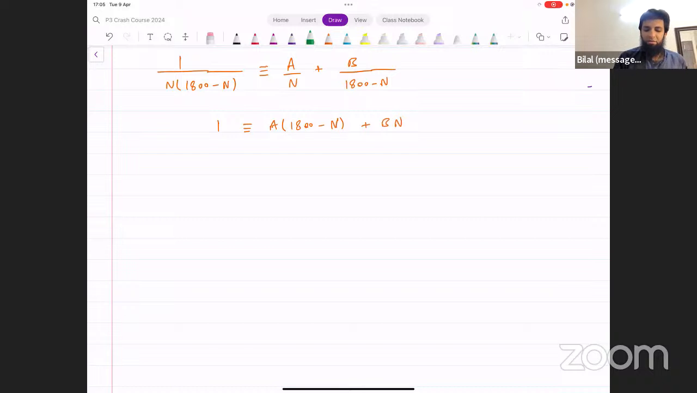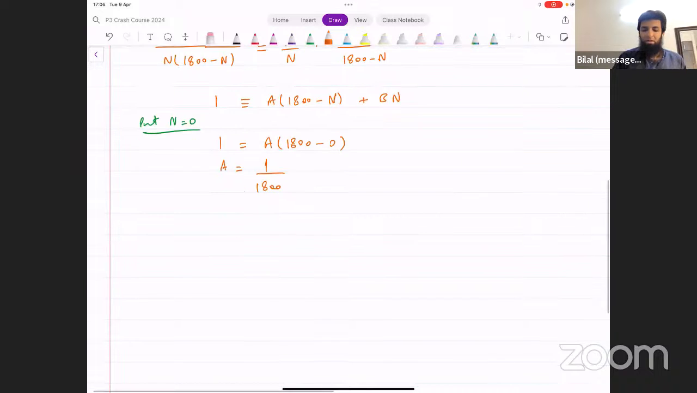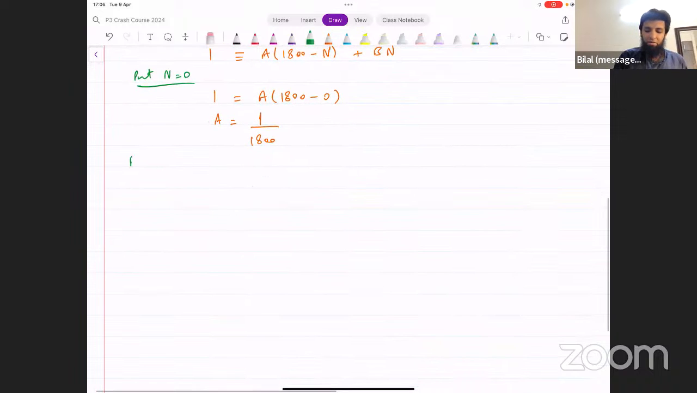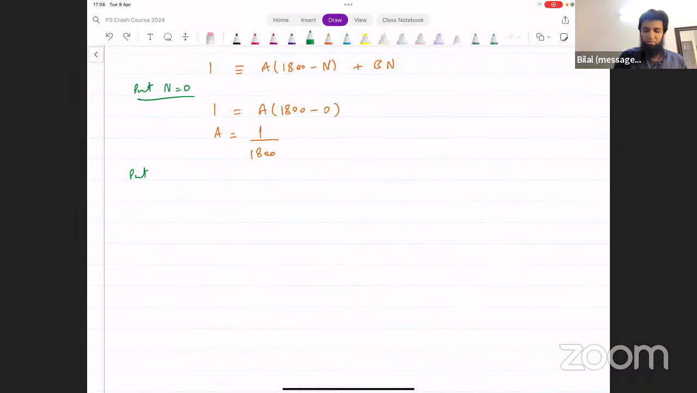Now input some values of n here. You could input n equal to 0 because that will eliminate this term. What does that give you? 1 equal to a into 1800 minus 0. So that's a equal to 1 over 1800. And then you input another value of n. You could input n equal to 1800 to get rid of this term.